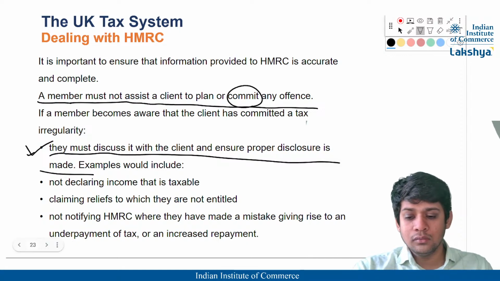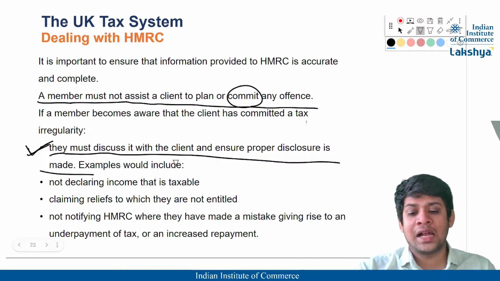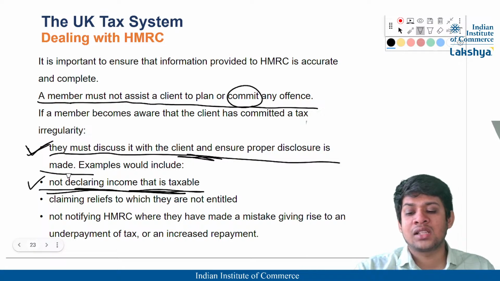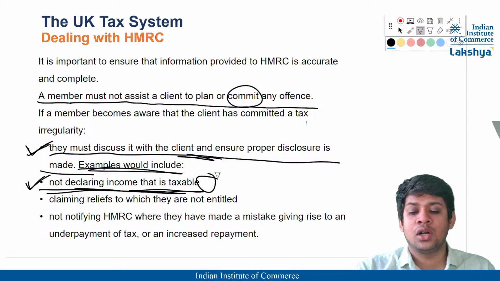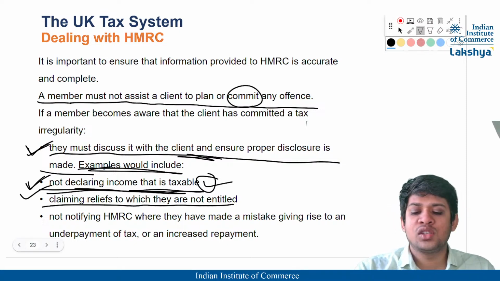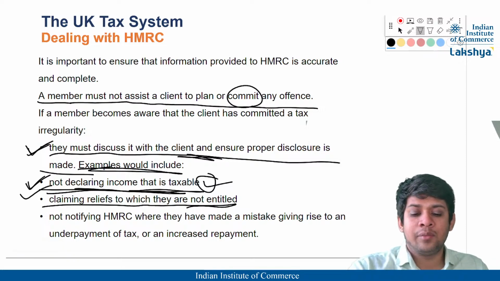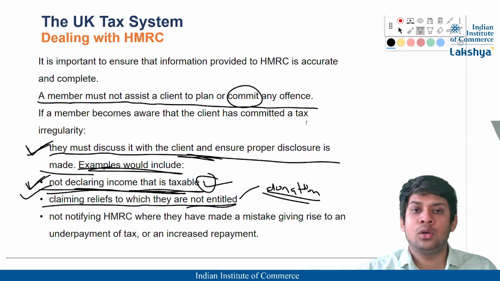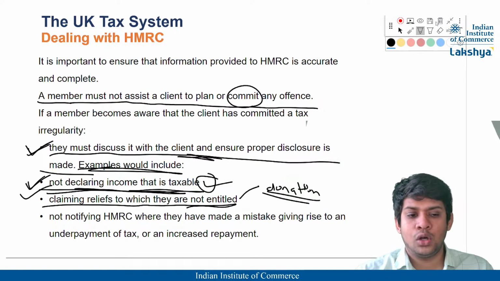So you should not do it. Okay, that you shall communicate with the client and make it properly disclosed to him. And not declaring income that is taxable. So that means if in case the client is not disclosing any income, I should let him know that, I have found out that you're not disclosing this income, please do so. Okay. Claiming reliefs to which they are not entitled. Maybe say they did not make a donation. Okay. But for that donation, maybe they are claiming a relief. I will say you cannot claim the relief because obviously you've not made a donation.